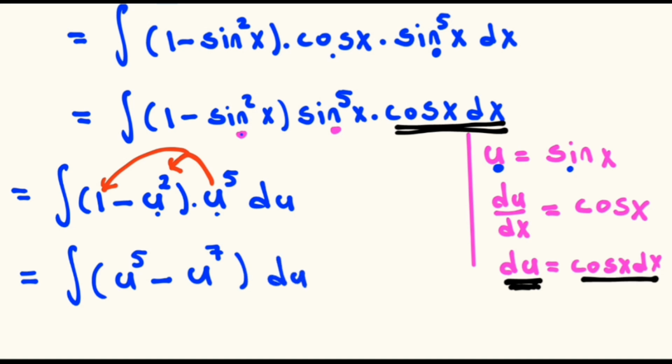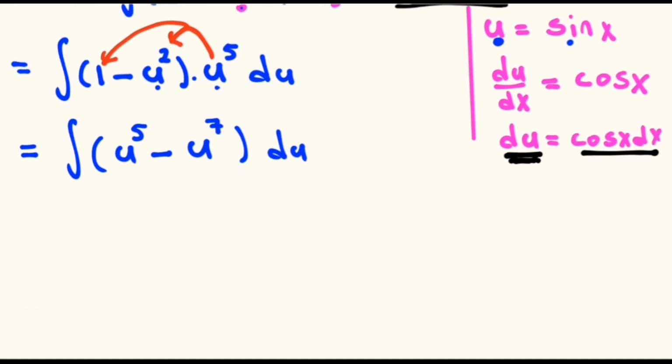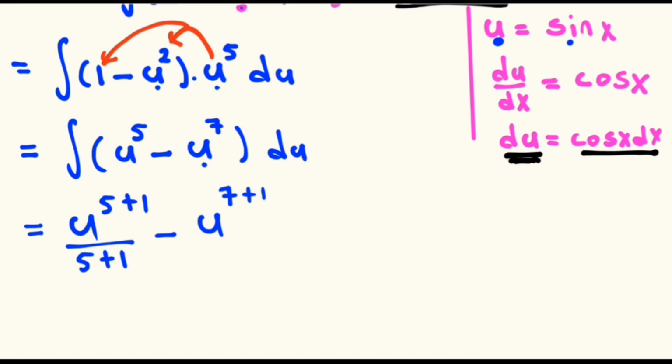From here, this is just standard integrals. The integral of u to the power 5 with respect to u will be equal to u to the power 5 plus 1 divided by the 5 plus 1 minus the integral of u to the power 7 will be equal to u to the power 7 plus 1 divided by the 7 plus 1, and we have our constant c.